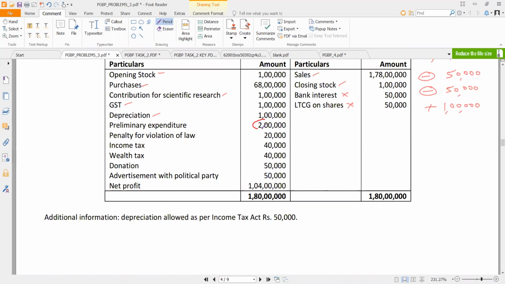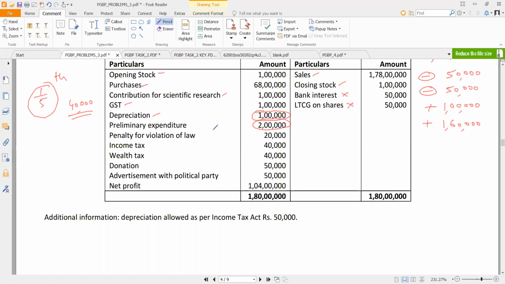Preliminary expenditure, 2 lakhs. Preliminary expenditure incurred 2 lakhs. You don't get a deduction for 2 lakhs. We know that 35D gives only 1/5 of that expenditure as deduction. So 2 lakhs, if it is debited to P&L, 1/5 only will be allowed as deduction, which means 40,000 is allowed as deduction, which means how much is disallowed here? 1,60,000 is disallowed. So that is the point here. 1,60,000 to be added back for preliminary expenditure.